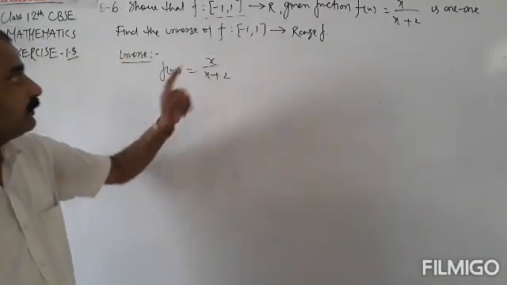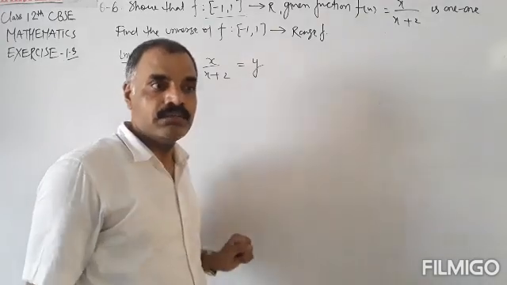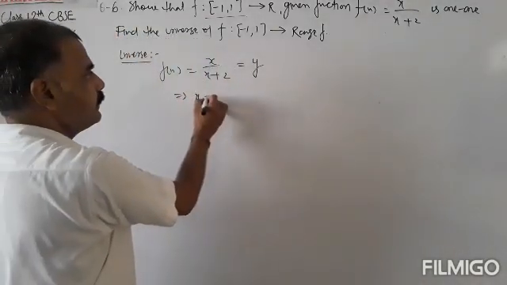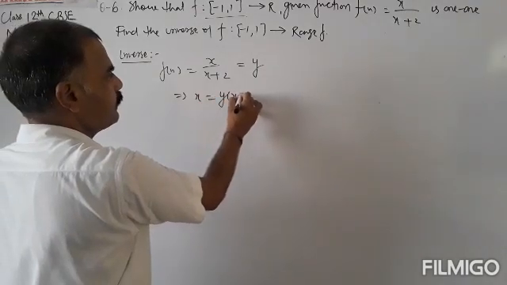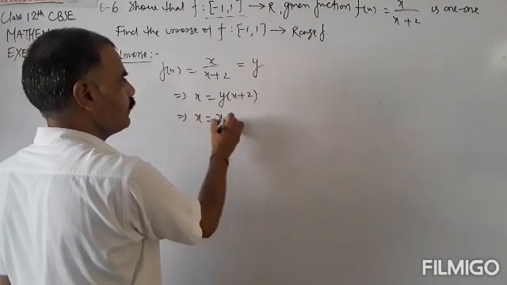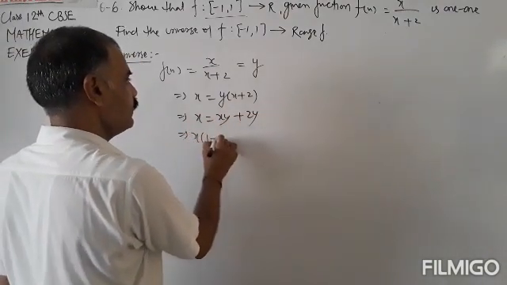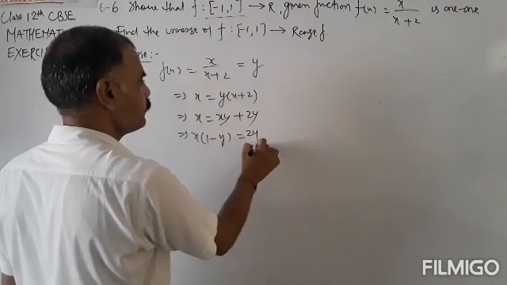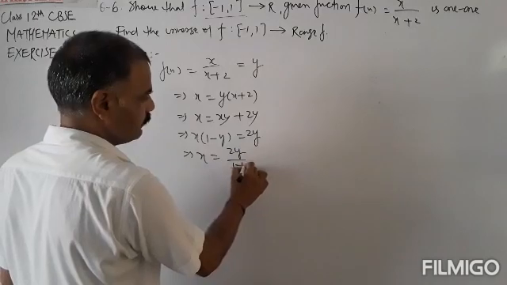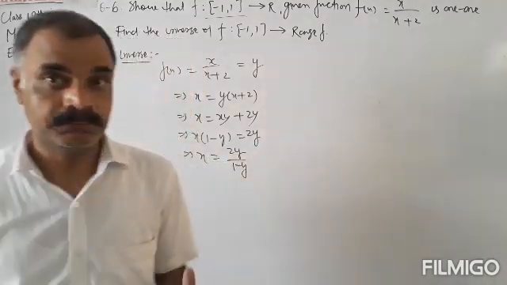So f(x) equals x upon x plus 2. Let us say this is equal to y. So x is equal to y into x plus 2, and x is equal to xy plus 2y. So x(1 minus y) is equal to 2y. So x is equal to 2y upon 1 minus y.